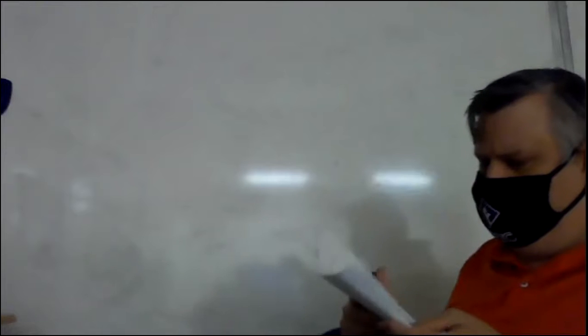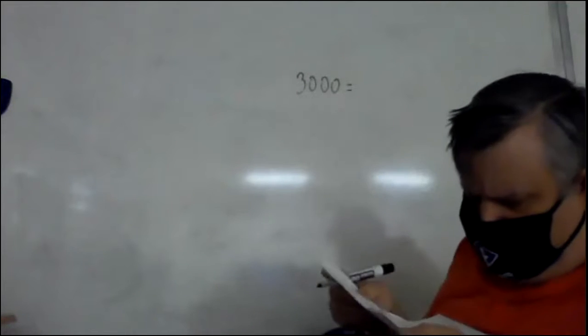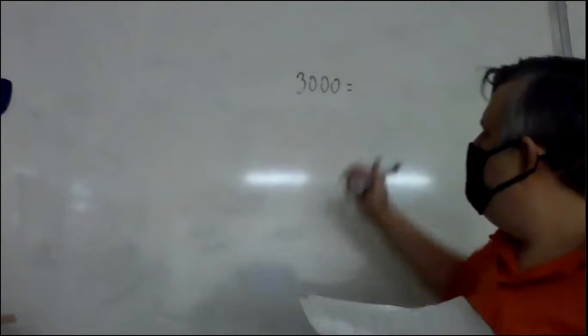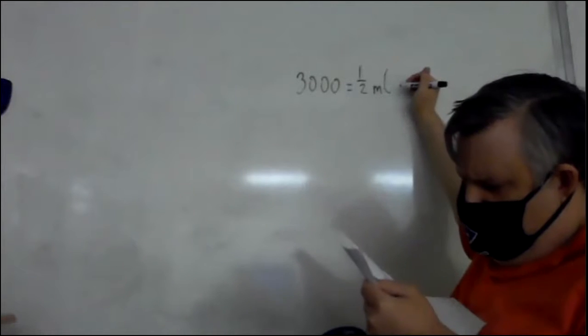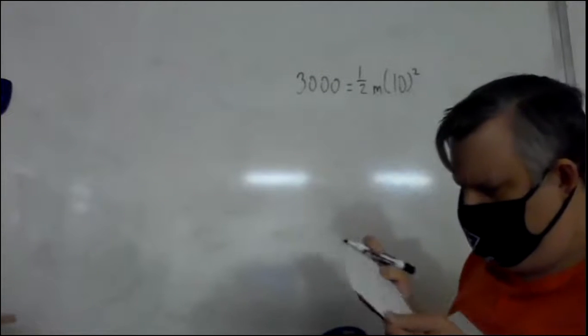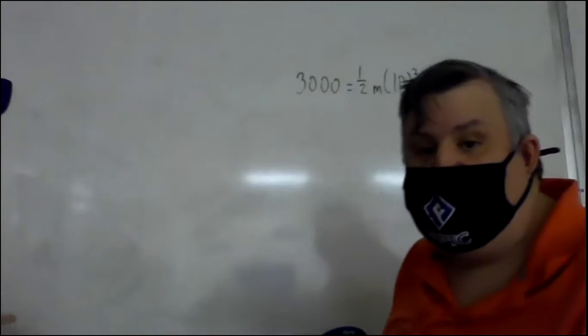My last kinetic energy problem, problem number 24. I'm given that the kinetic energy is 3,000 joules, and I have an object that is moving at 10 meters per second. What it's asking me for is the mass.